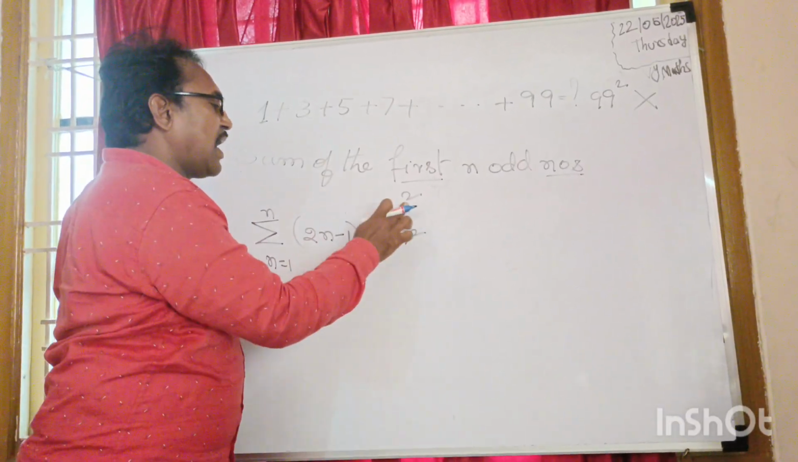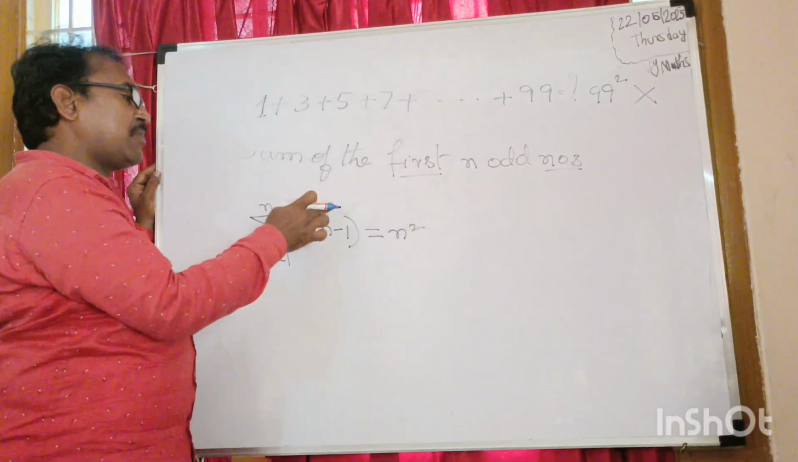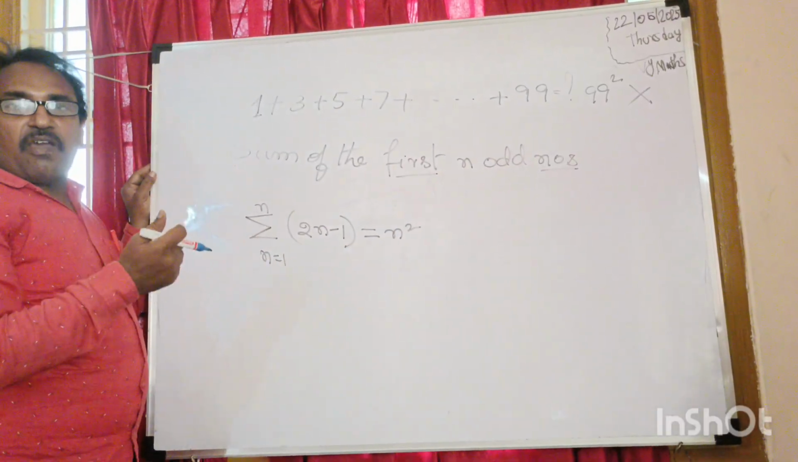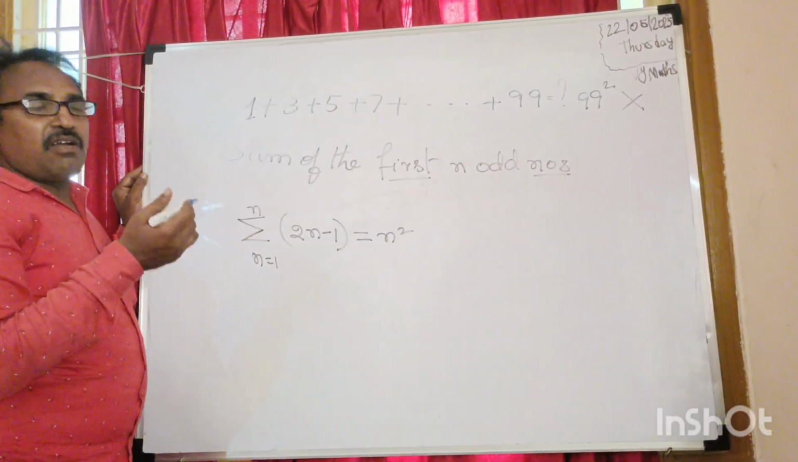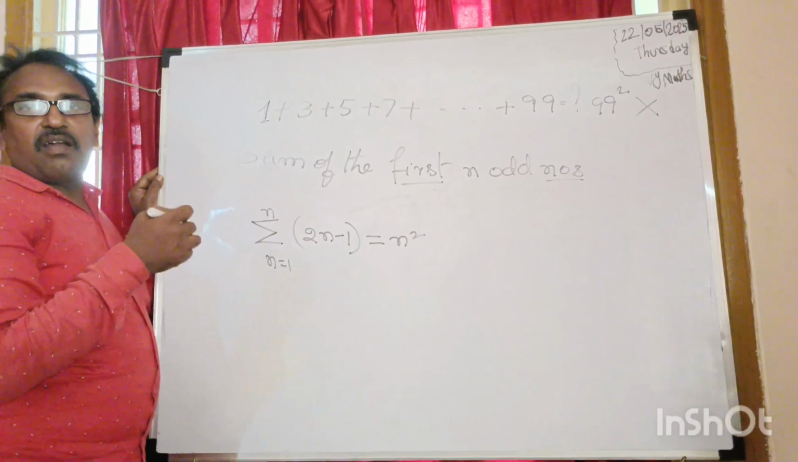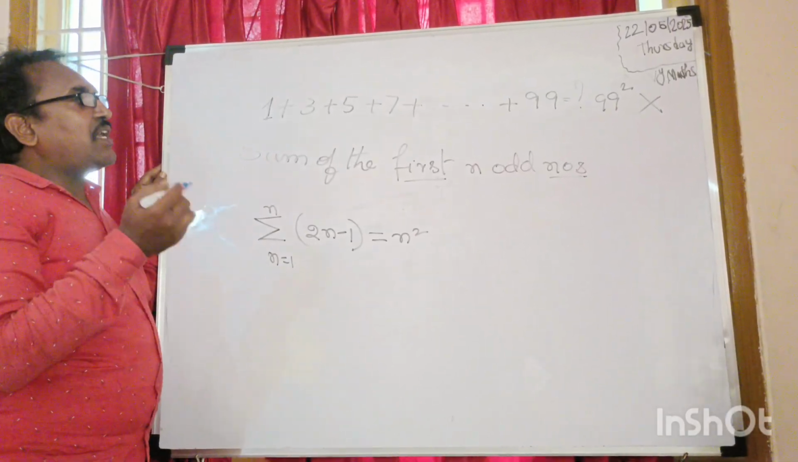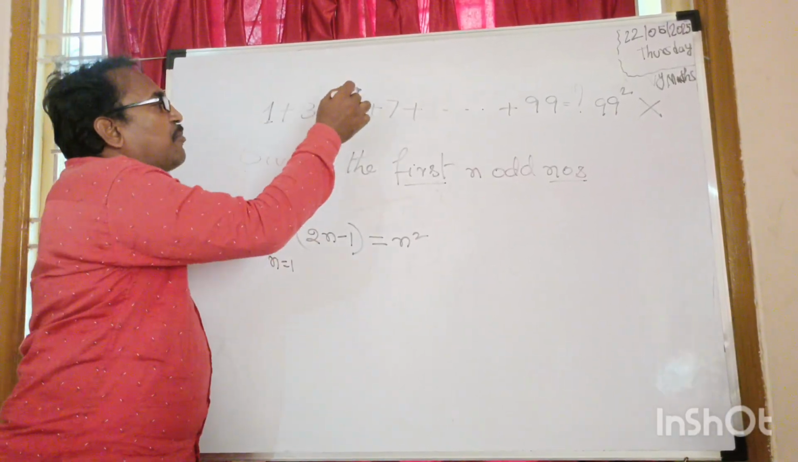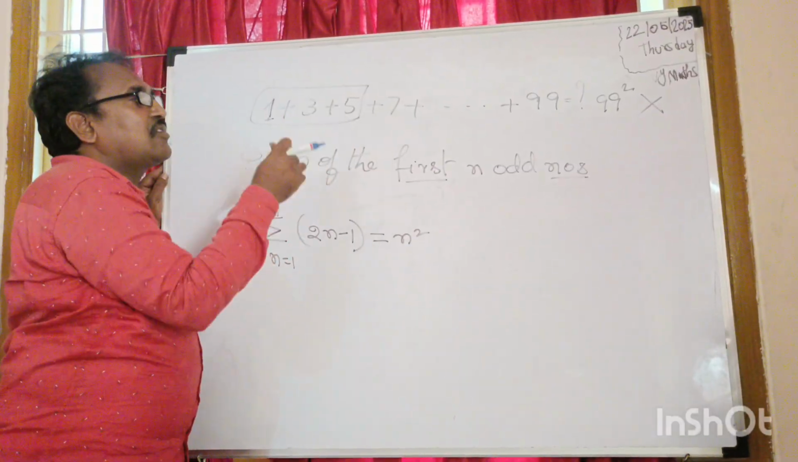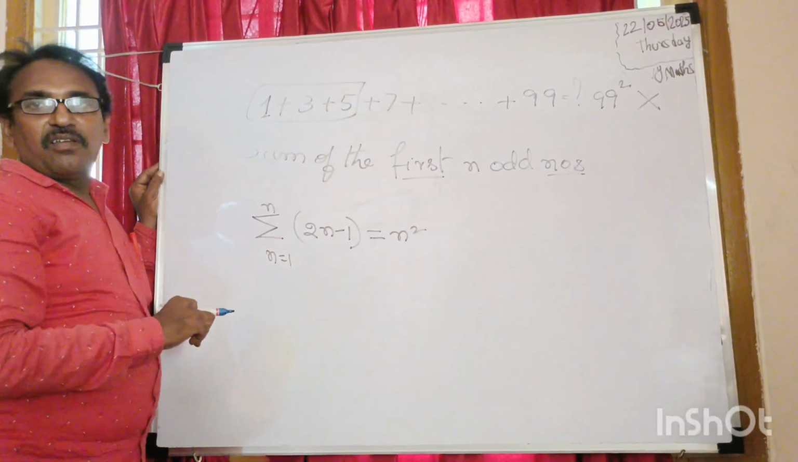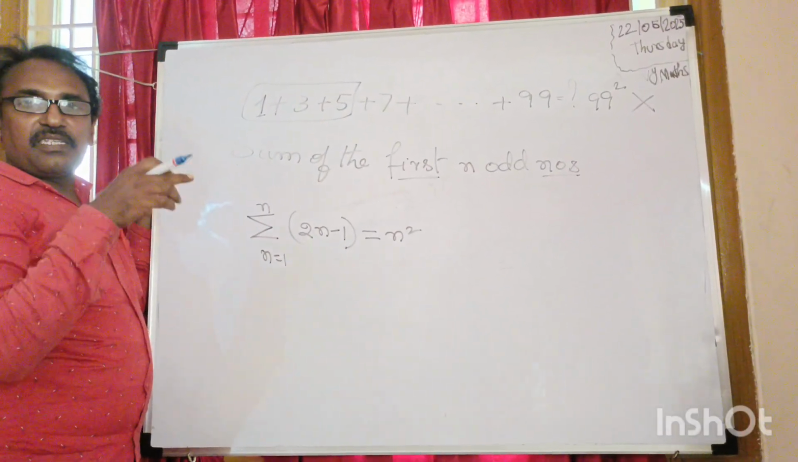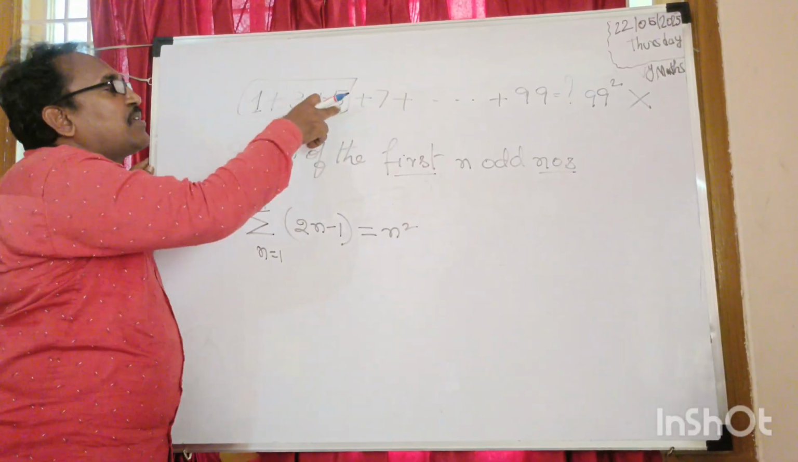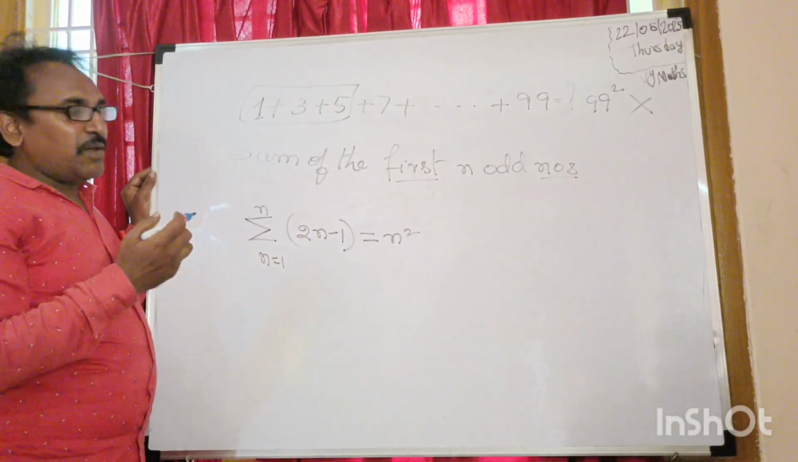That means if you add n odd numbers, what? If you add 5 odd numbers, you will get 5 square. 10 odd numbers, 10 square. 3 odd numbers, 3 square. So 3 odd numbers means 1, 2, 3. Up to here there are 3 odd numbers. So the third odd number is what? 5. So it's not 5 square, it is 3 square, because 1 plus 3 is 4, 4 plus 5 is 9. 9 means 3 square.